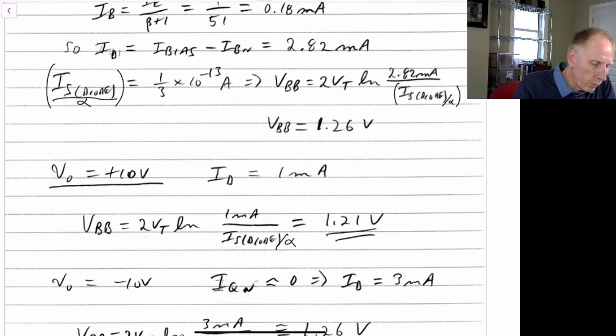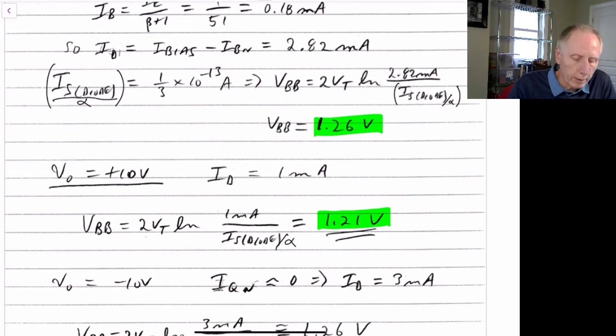So in other words, when the output voltage is 0 volts, we have 1.26 for VBB. When the output voltage is 10 volts, we have 1.21 volts for VBB.